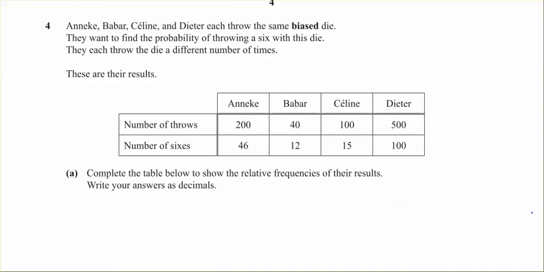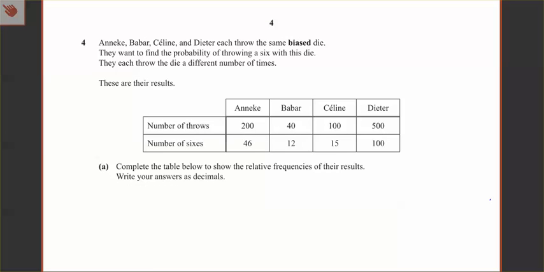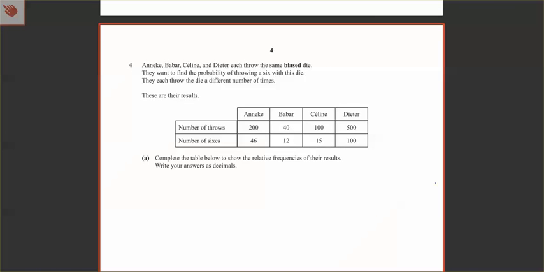Okay, so question 4 about a biased die, which means the probabilities are affected. Talk about throwing a 6, so normally it'd be 1 out of 6, but we've got these results. So each of these people has rolled the dice this many times, and this is how many 6s they've got. So we've got to complete this table. Complete the table below.